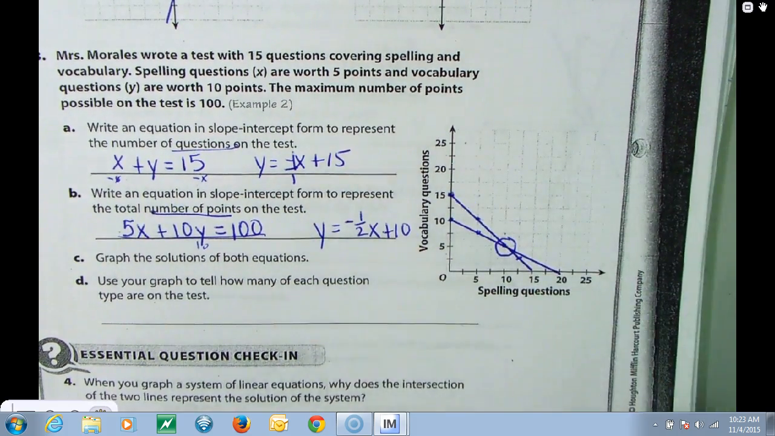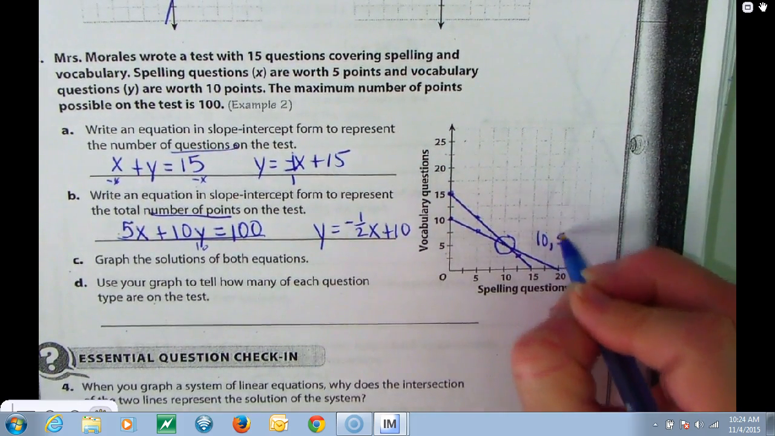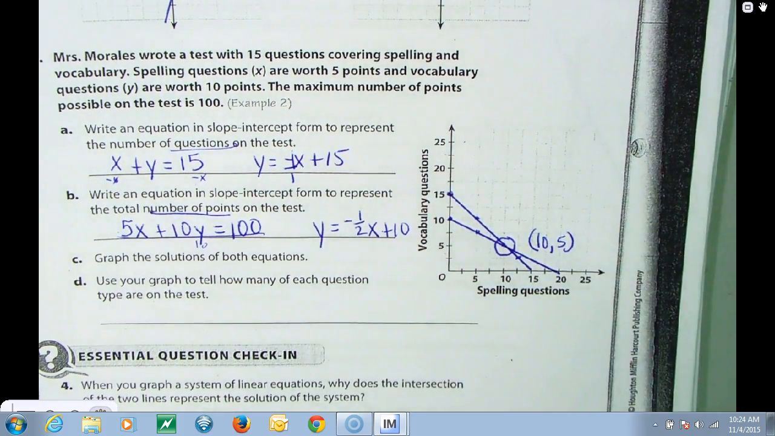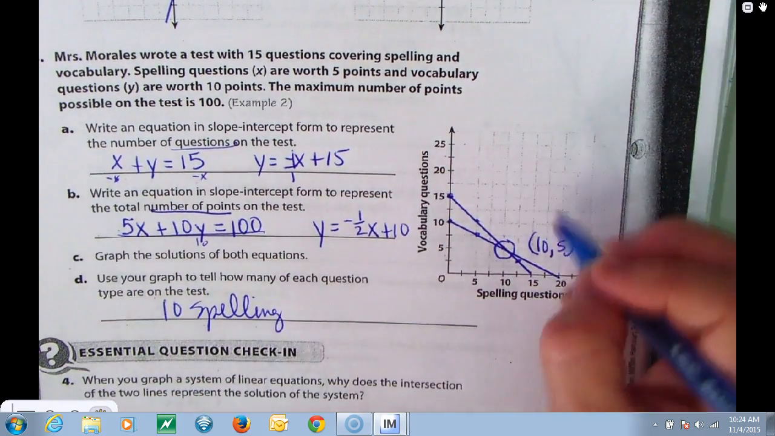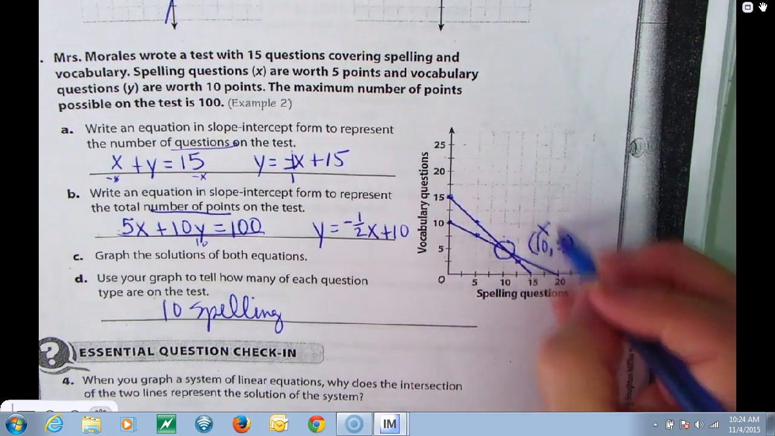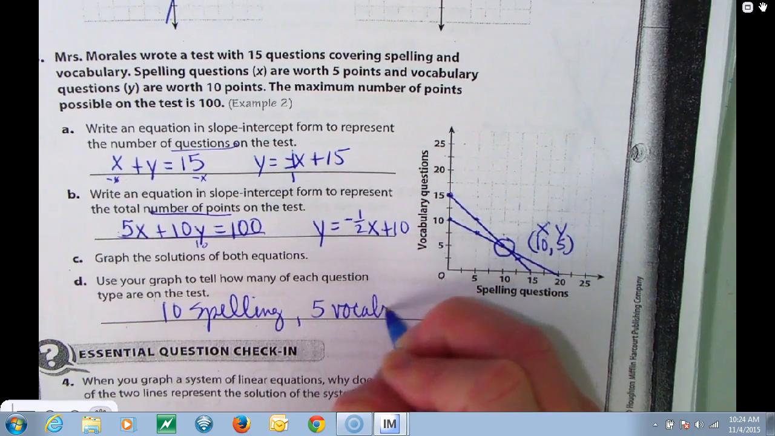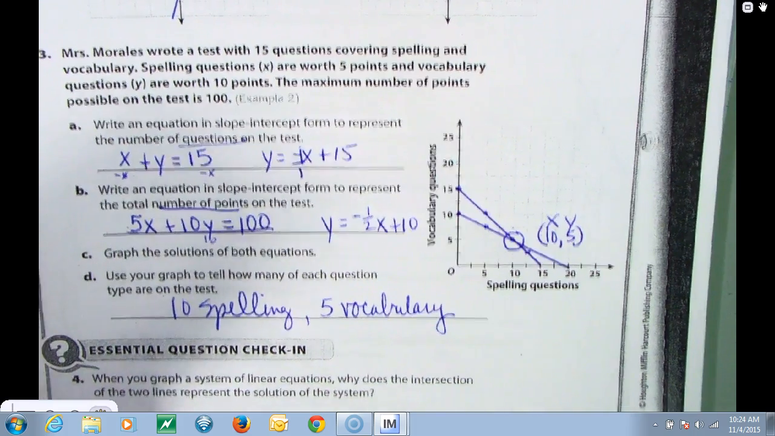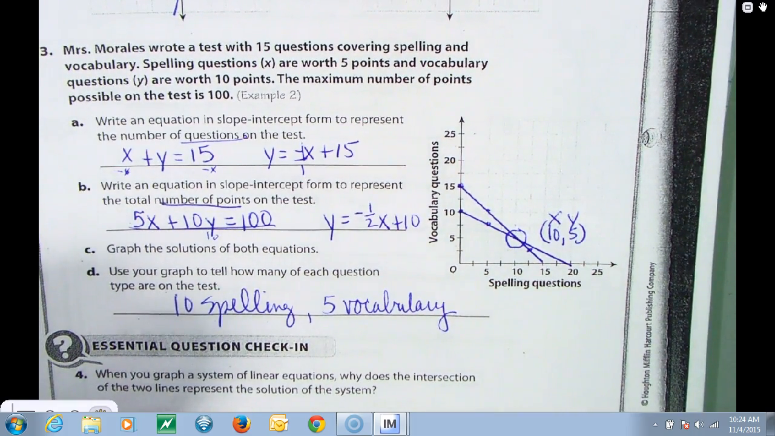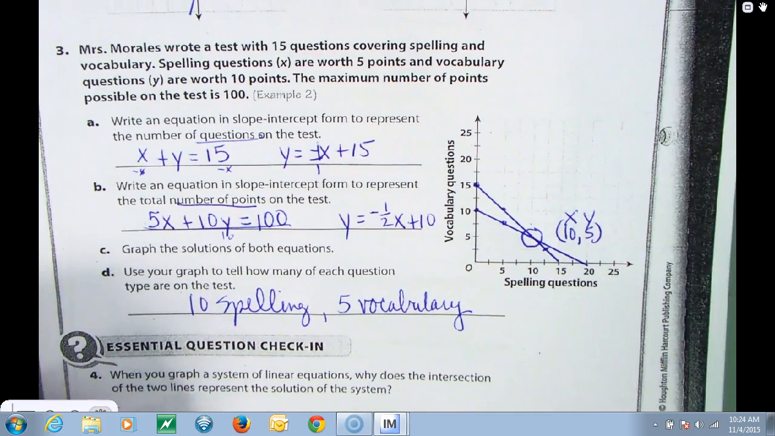Circle the intersection, and what is that? 10, 10, 5. So she's going to put 10 spelling, because x is the spelling, and then how many vocabulary? 5. Okay? We're going to just keep doing those through the year.